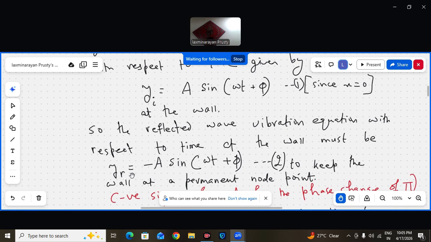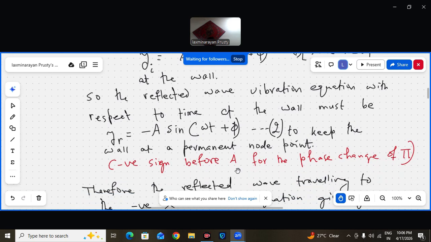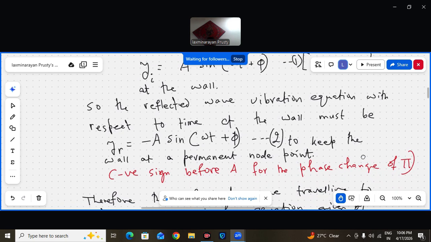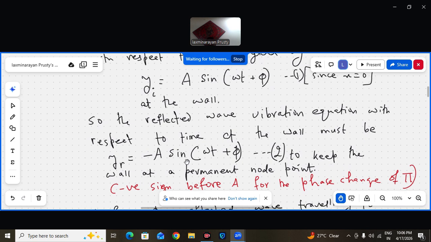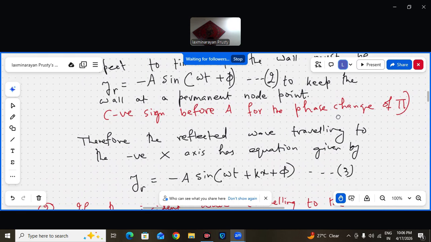R implies reflection, I means incident, so that yI plus yR should add up to 0. That means it is just the negative of this. That's what I did, I put a minus sign. This minus sign also means that there is a phase change of pi, and this automatically makes the summation 0. So they keep the wall at a permanent node point. It is a very simple thing to observe.